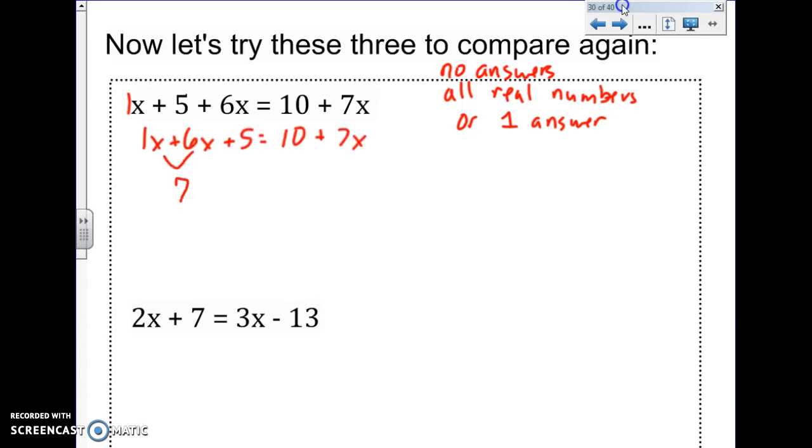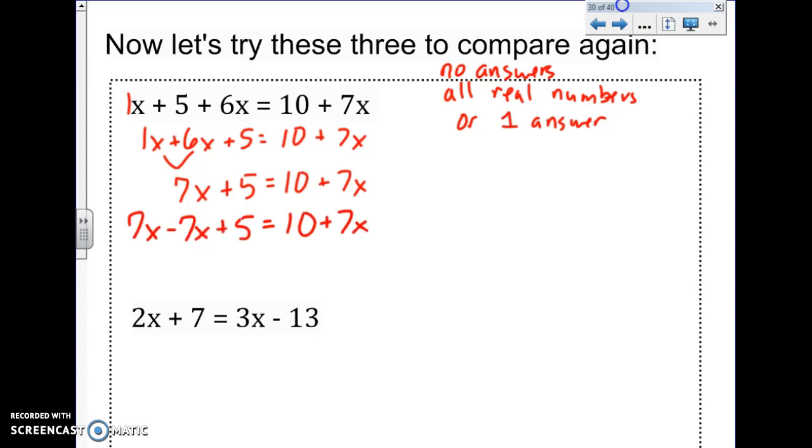So if I put these two together, I get 7x plus 5 equals 10 plus 7x. I'm going to go ahead and subtract 7x's from both sides. So 7x minus 7x plus 5 should be equal to 10 plus 7x minus 7x. These cancel, and I get 5 equals 10. And those cancel to 0.